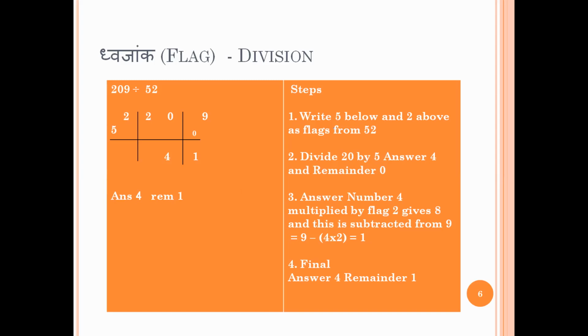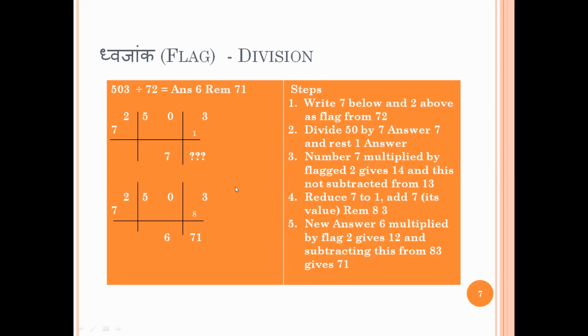Clear? Okay. In a complex problem like this, suppose the problem is 503 divided by 72. If I take this as an example, I put 2 as a flag, make 3 the remainder section, put a vertical line and a horizontal line. Then I divide 50 by 7. 50 divided by 7: 7 sevens are 49. So I write 7 here, remainder 1 on the top. Clear? Now, as I cross the remainder line, I only need to calculate the remainder.